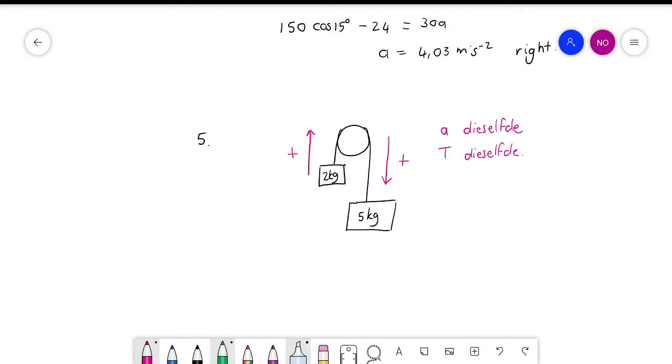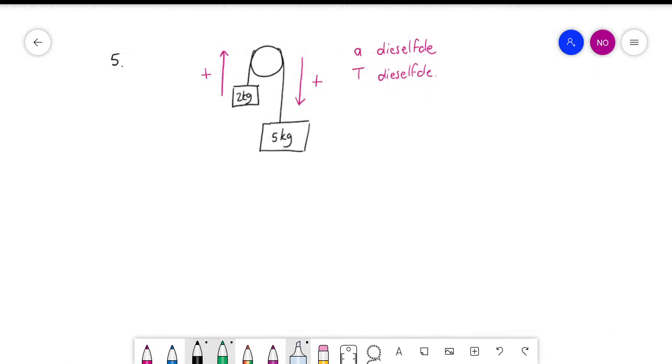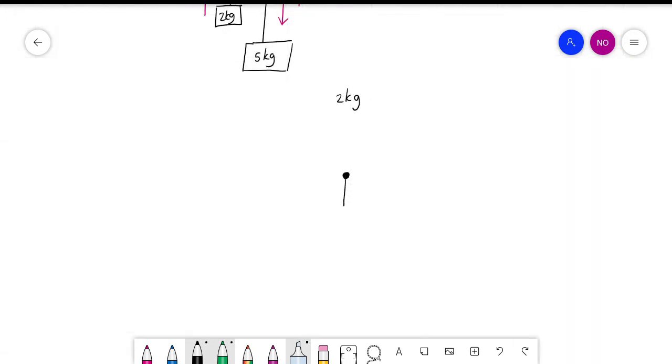Okay, hulle sê vir jou teken vrykragte diagramme vir elke blok apart. Even if they don't ask you that, it's worth your while to start with that. So for the 2 kg block. Kom ons hoor 'n bietjie van die vloer af. Jaden, which forces will be working in on the 2 kg block? Gravitational force, which will be pulling straight downwards.